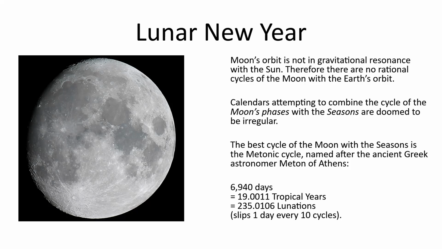And that means you're kind of doomed to have a calendar that's going to be irregular. A lot of people tried to figure out ways. There was an ancient Greek astronomer named Meton, who lived in Athens, Greece. He had calculated and realized that there was a close ratio. It's not an exact ratio, but every 6,940 days, you get almost exactly 19 tropical years and almost exactly 235 phases of the moon. That's called the Metonic cycle, and some calendars try to use that, but it isn't exact. In fact, every 10 cycles of this, so every 190 years, it would slip by 1 day if you were trying to construct a calendar that was using the Metonic cycle.